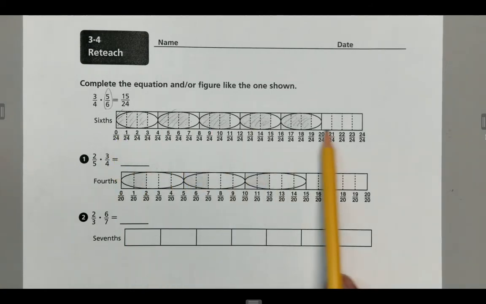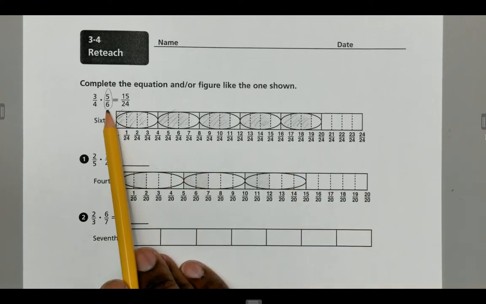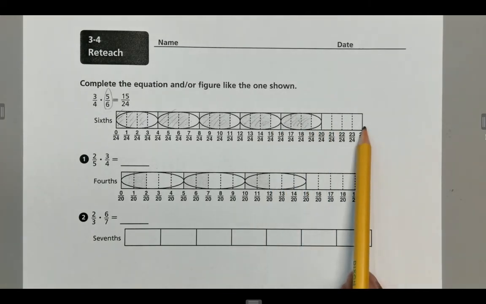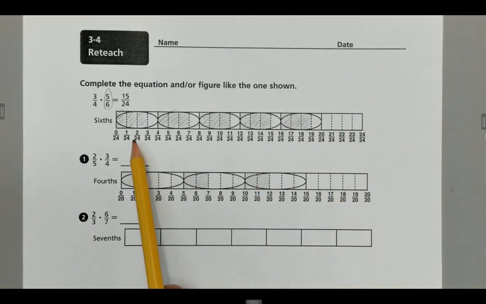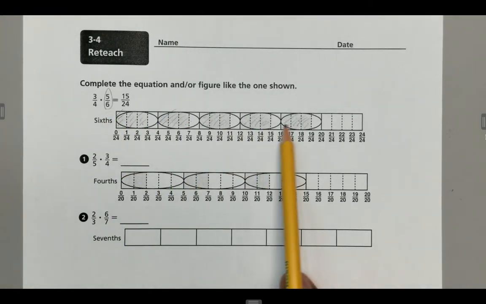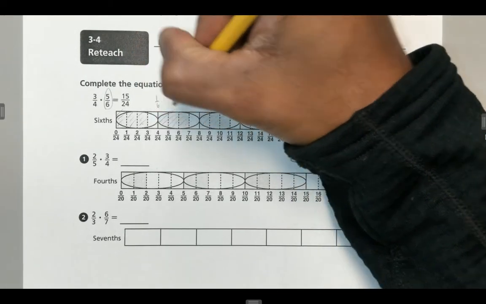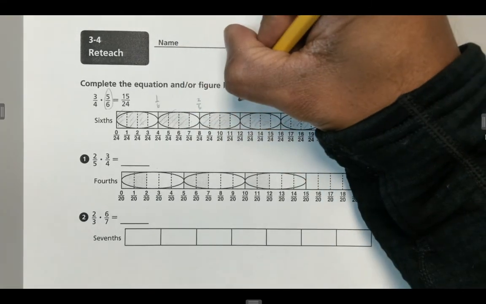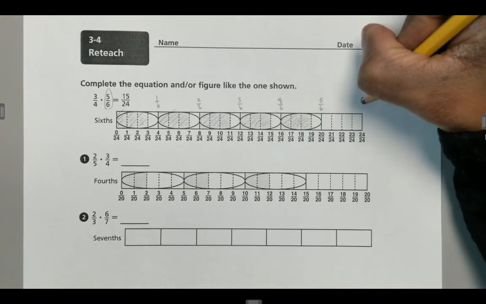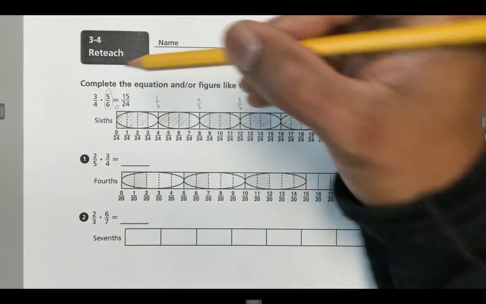Let's say this entire model represents a whole. Now, let's say I wanted to show 5/6 of a whole. I would divide this whole into 6 equal parts, and I would label 5 of those 6 parts. That's what the circles represent. The circles show us 5/6 of a whole. So this could be 1/6, 2/6, 3/6 or a half, 4/6, 5/6, and then 6/6 or a whole. Okay, and of course this would be the 0.